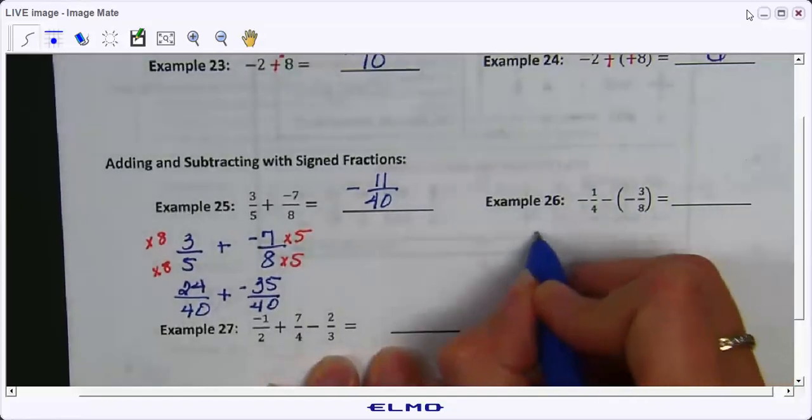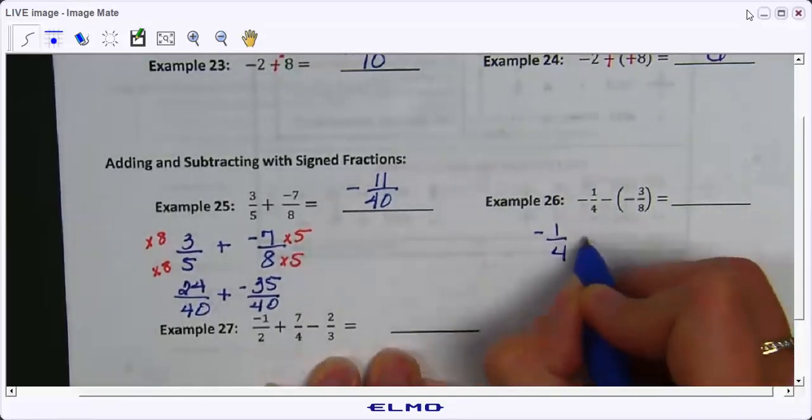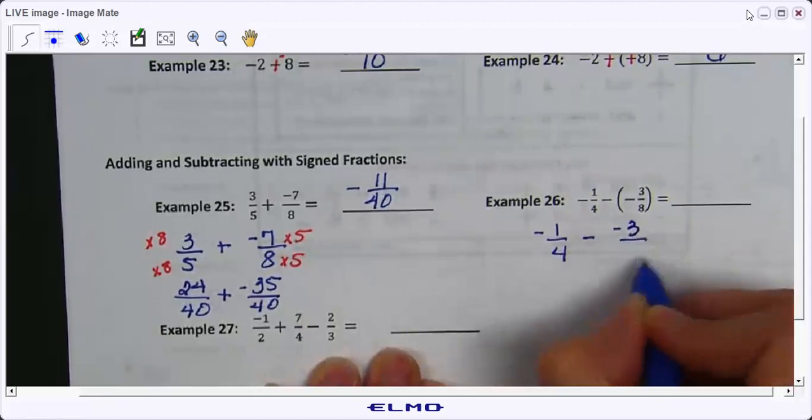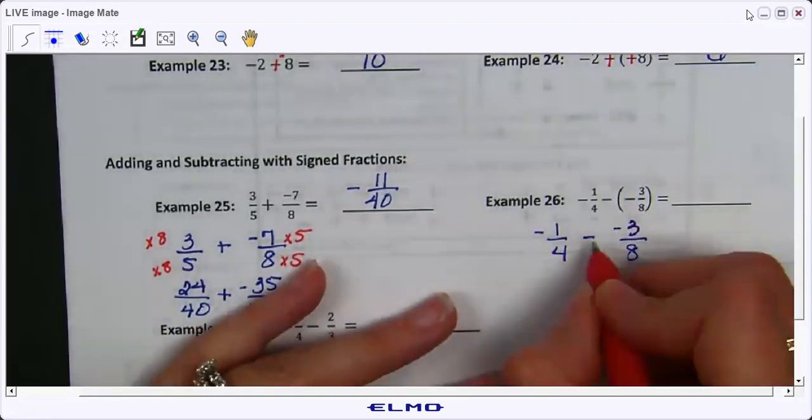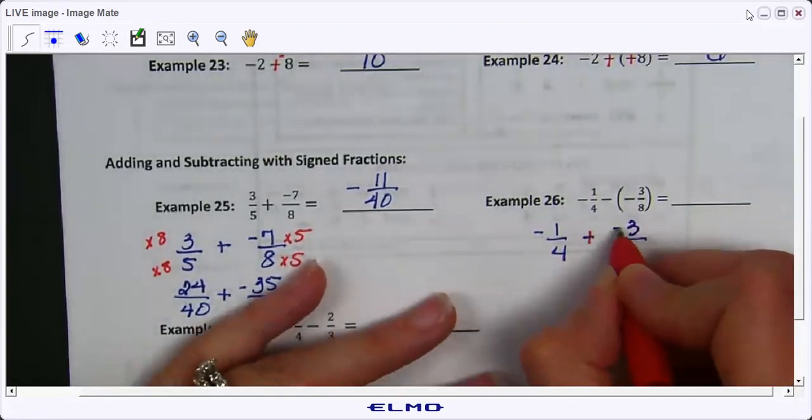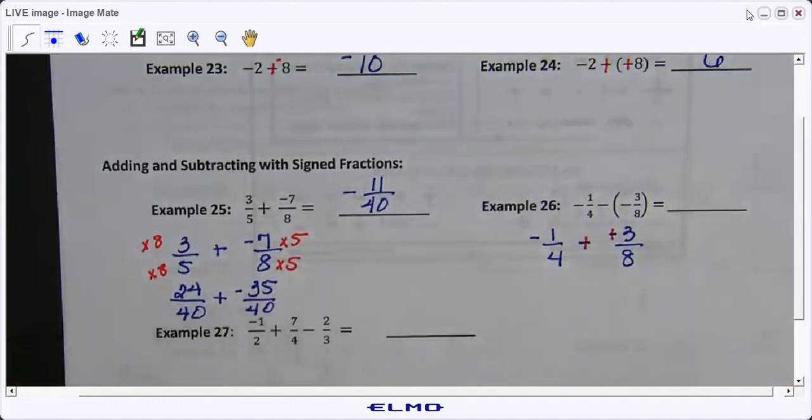Okay, so I have -1/4 minus a -3/8. And I am going to go ahead and change this to an addition, so change this to addition and change this to its opposite. So now I have -1/4 plus 3/8. I'm also going to change my denominators. What is the least common denominator for this one? 8, which means we don't have to change the second fraction.